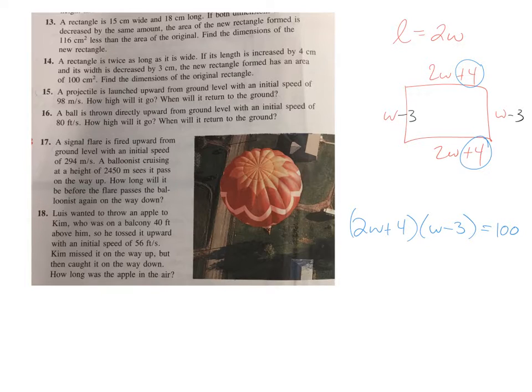Good. So if you do the AC method, it could be, I said could be, a lengthy problem. It could be a very lengthy problem. What should you do? You should not use AC method here. When you multiply this out, you're going to get 2w squared. In the middle, you're going to get negative 6w plus 4w, and then minus 12 equals 100.